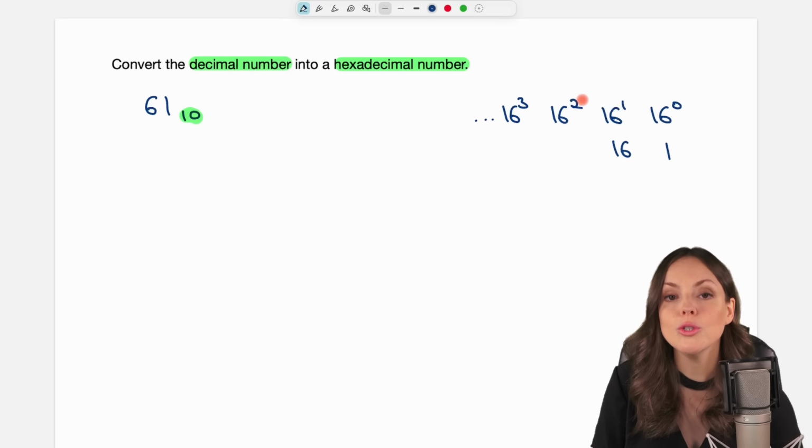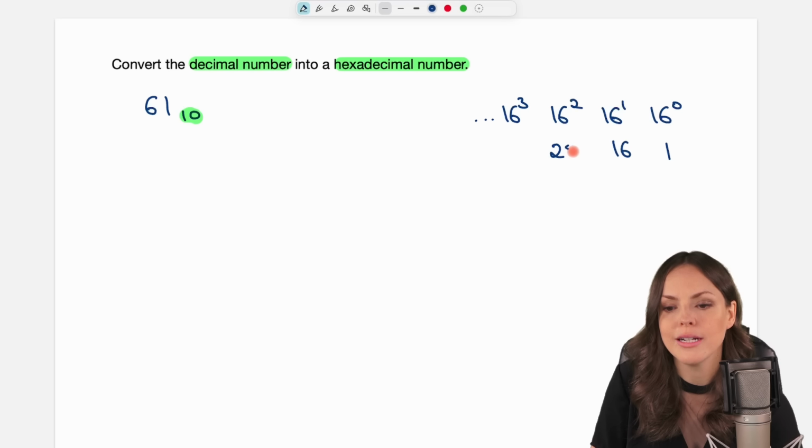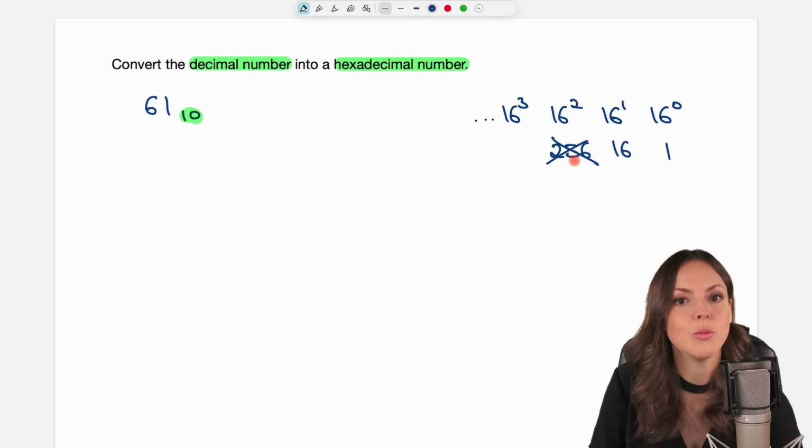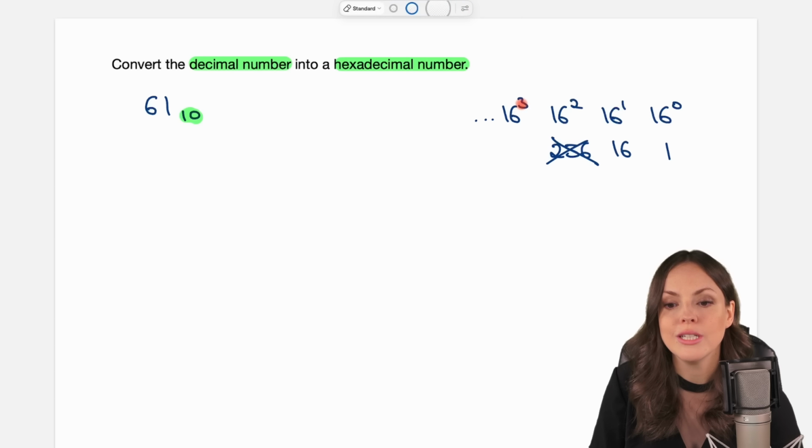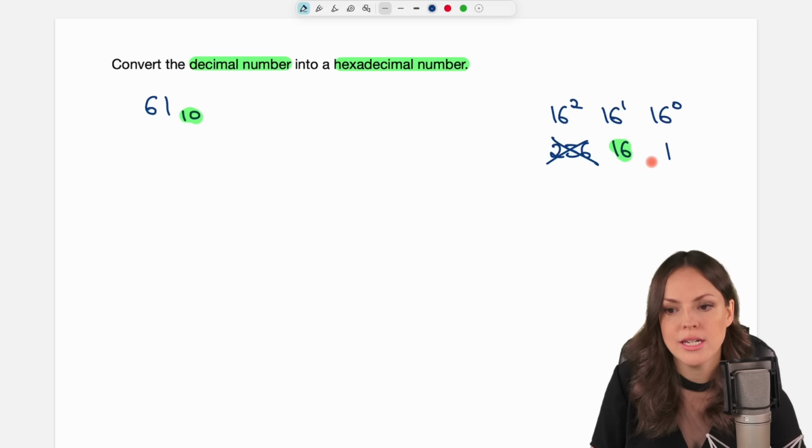16 to the power of 2, though, is 256. This is the first number that is greater than our number here, so we stop here. We are not allowed to use this number, it's just too large. And we also don't need any other larger numbers. We only work with the 16 and the 1. And we start using the larger of these two numbers here. So always with the largest number in your row, that is where you start your calculations.